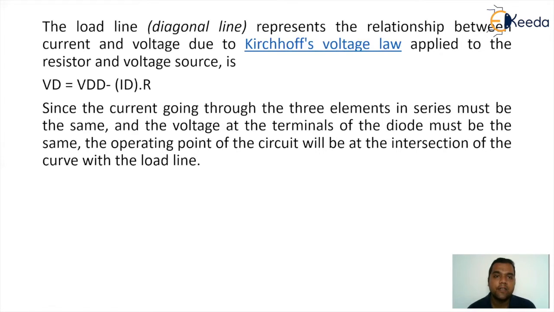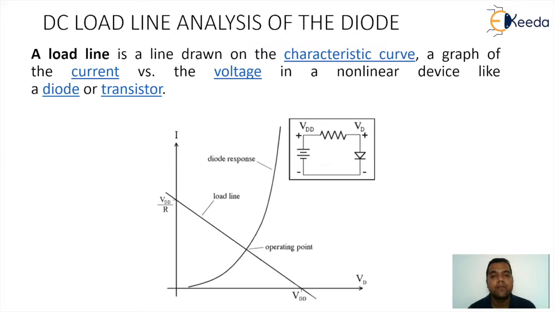On rearranging, we will get ID is equal to minus VD by R plus VDD by R. This satisfies the equation y equals mx plus c. When we go for the x-intercept and the y-intercept, you will get the y-intercept as VDD by R and the x-intercept as VDD. If you go back to the diagram, you will find VDD by R as the y-intercept point and VDD as the x-intercept point.